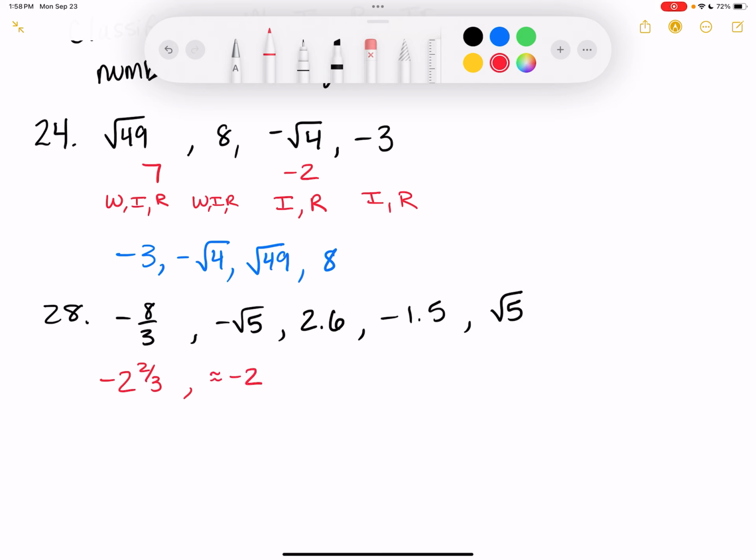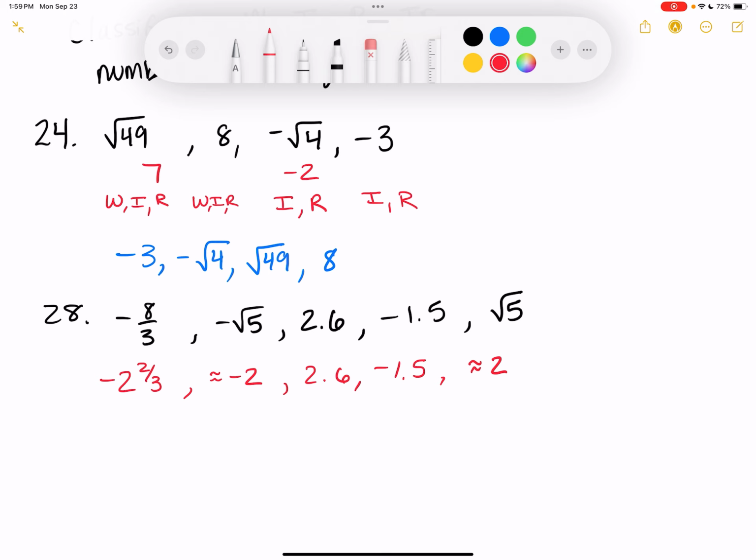We have 2.6. I have negative 1.5. And then square root of 5, again, a little bigger than 2. So I'd just say approximately 2. It's probably like 2.2, somewhere in that range. But anyways, all right, let's label everything.